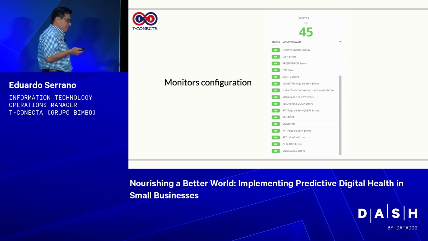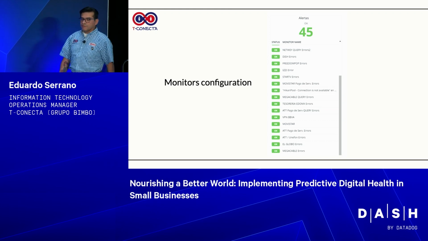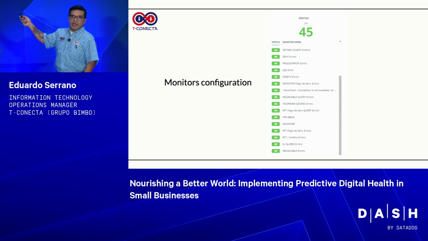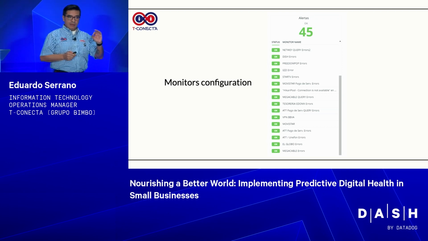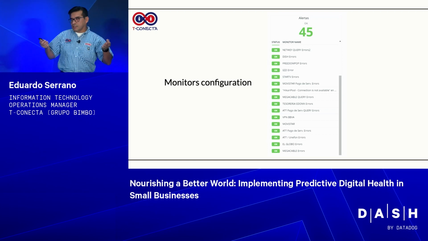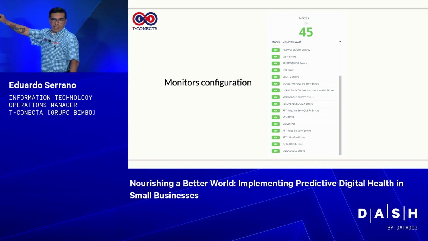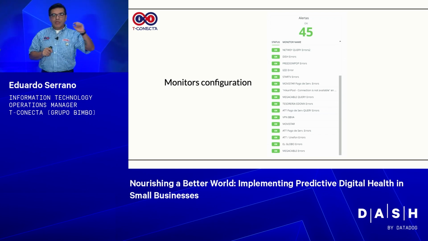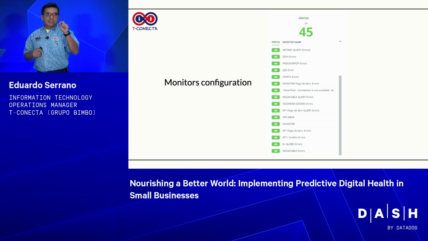The other thing that we configure is the monitor configuration. We have more or less 45 monitors. We have more, but basically we have 45 monitors. We monitor each service visually, and when a service has failed, we have a red color right here and an email notification for the teams. So we can know, at the moment, which service has failed.